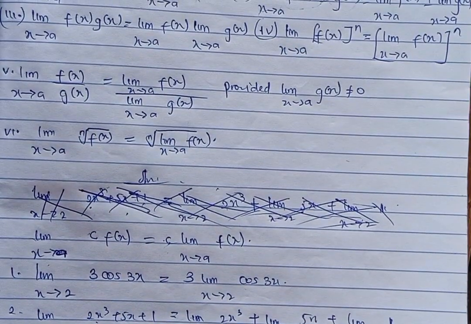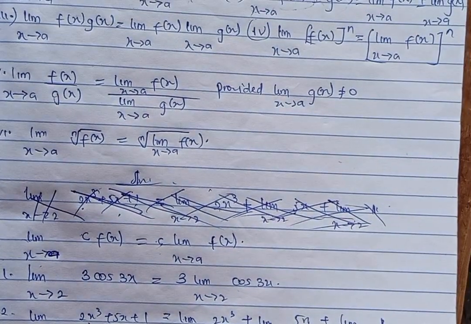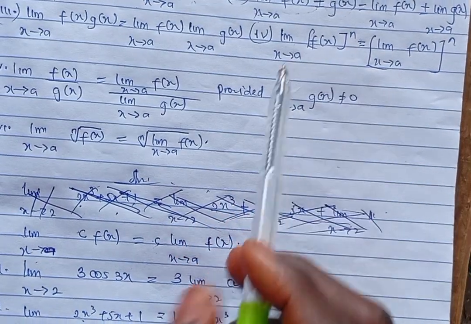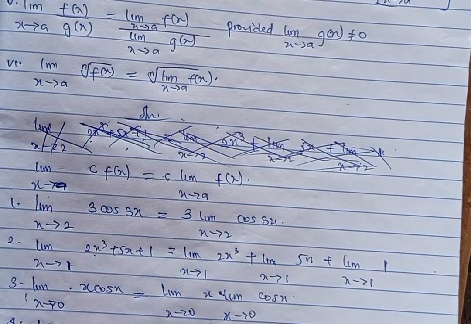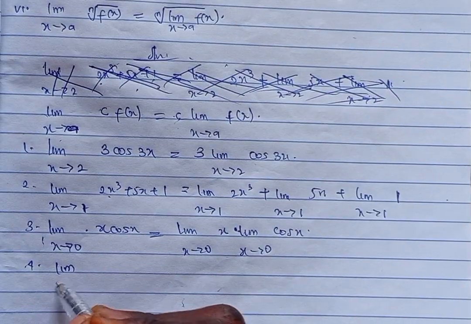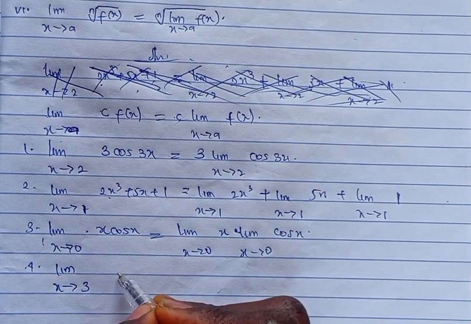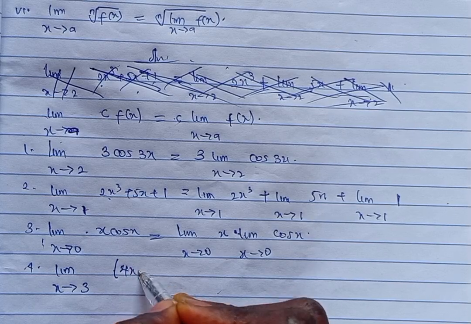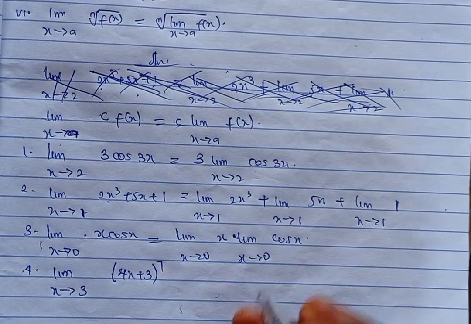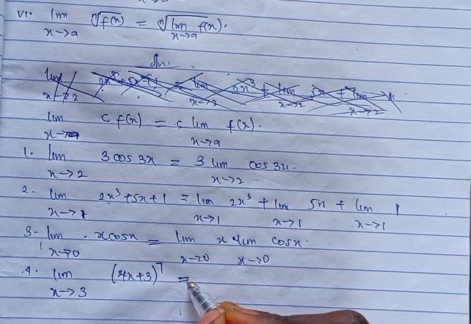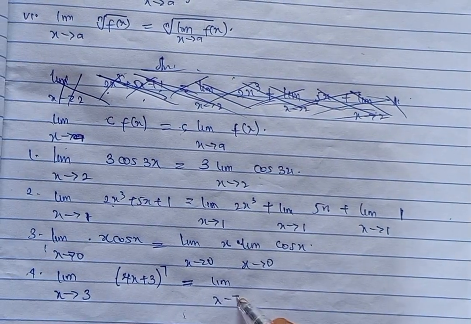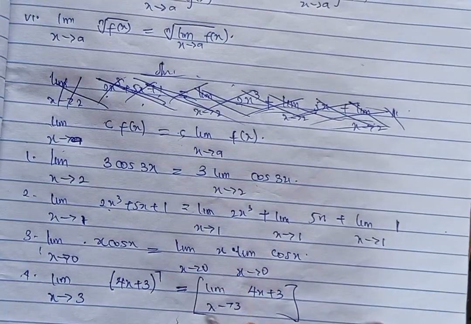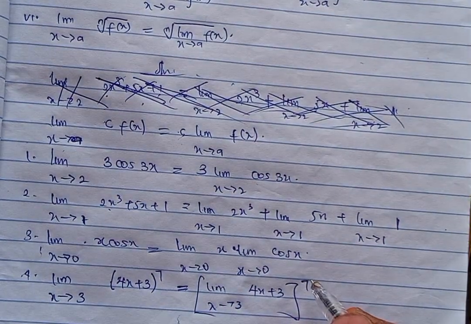And then the fourth one is telling us that, let's say we have the limit as x tends to a of f(x) to the power n. Let's say we have the limit as x tends to 3 of 4x plus 3 raised to the power 7. What that fourth property is telling us is that I can say the limit as x tends to 3 of 4x plus 3, everything will now be raised to the power 7. That's what the property is telling us.